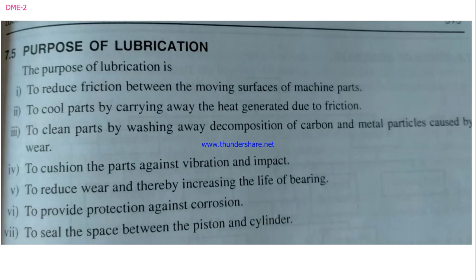Then it also reduces the wear and thereby increases the life of your bearing. It also provides protection against corrosion. So corrosion effects come into picture whenever there is water. Okay, so your lubricant helps in protection against corrosion, and it is also used to seal the space between piston and cylinder in engine casing. These are some of the purposes why lubricant is used.